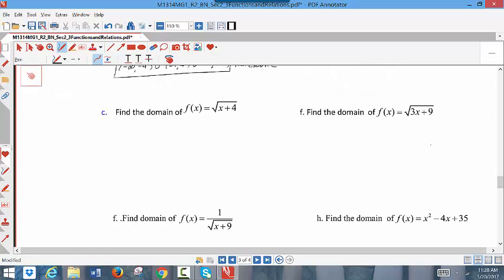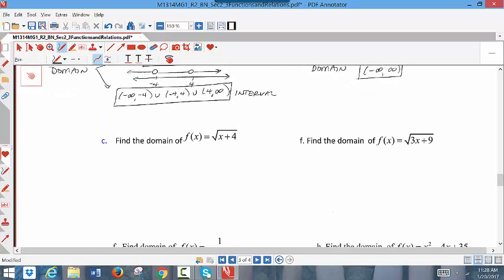Okay, here's one that has a square root in it. When you have a square root, you always are concerned with the number under the square root being non-negative. It cannot be a negative number. So in this case, it's a little different. Here, x can be any real number. You pick any number you want to put into this equation.